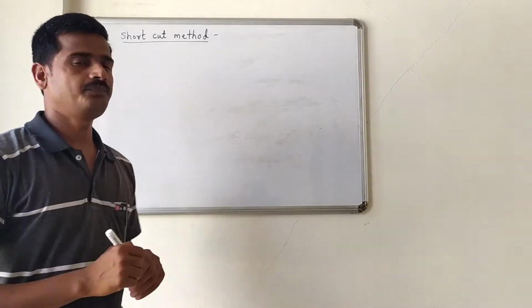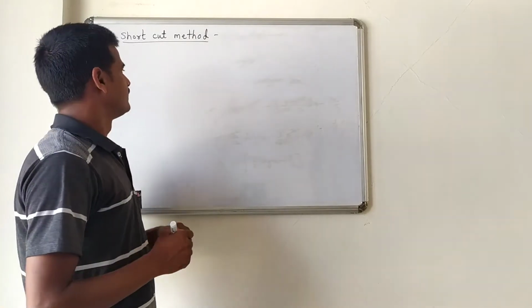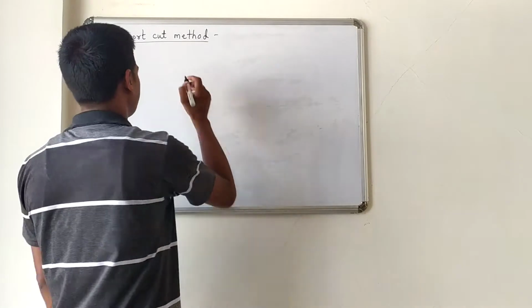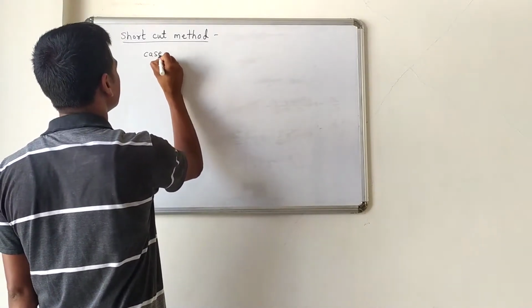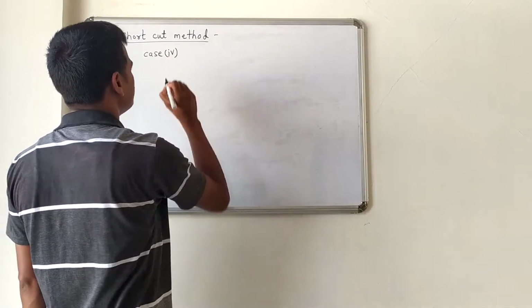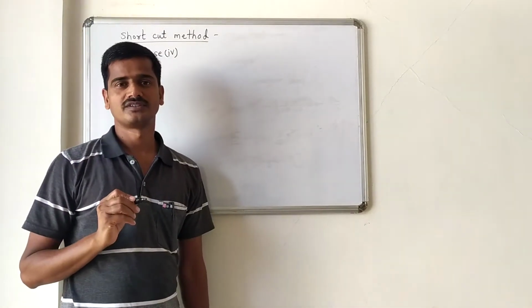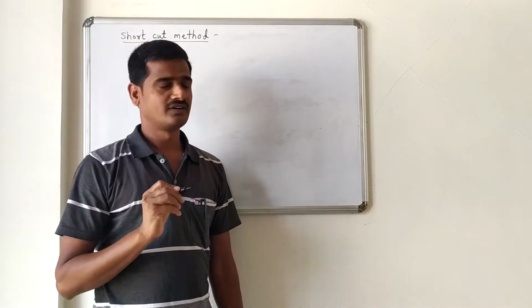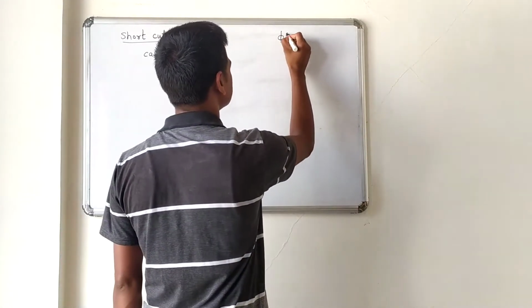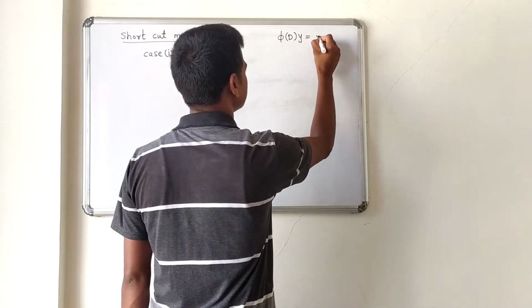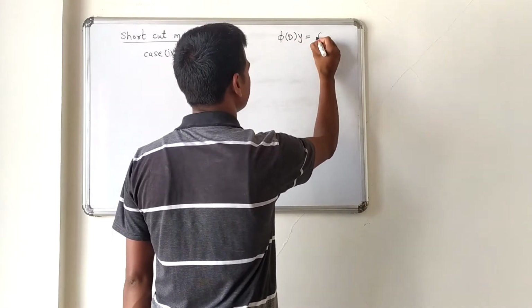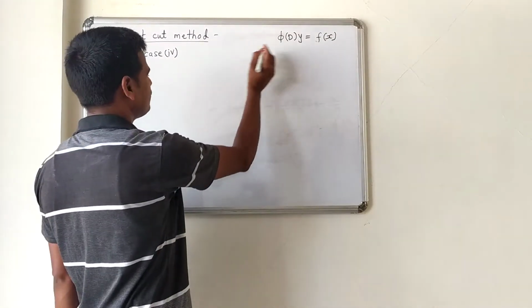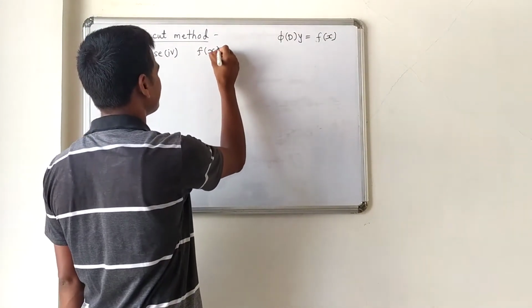Hello students, in this video lecture we are going to discuss the shortcut method and case number 4. In the earlier classes we have discussed the first three cases, that is, the function on the right hand side. So this is the general form of linear differential equation, phi of D into y is equal to f of x.